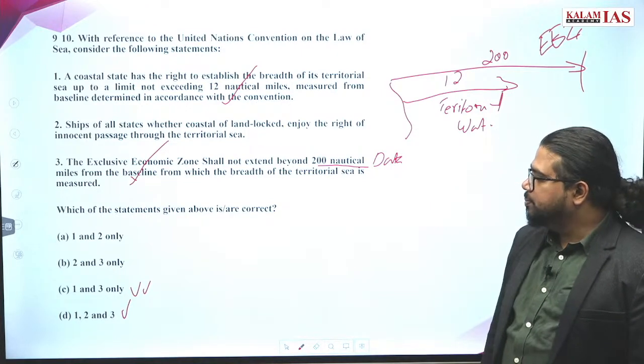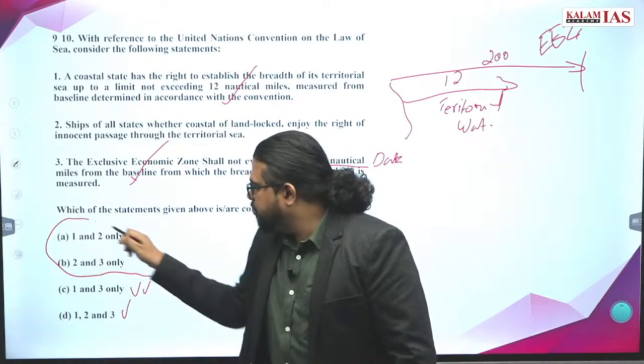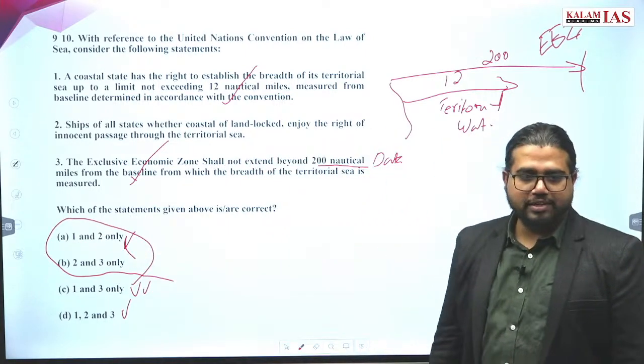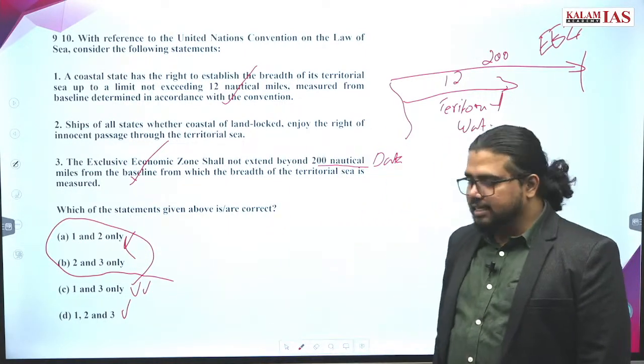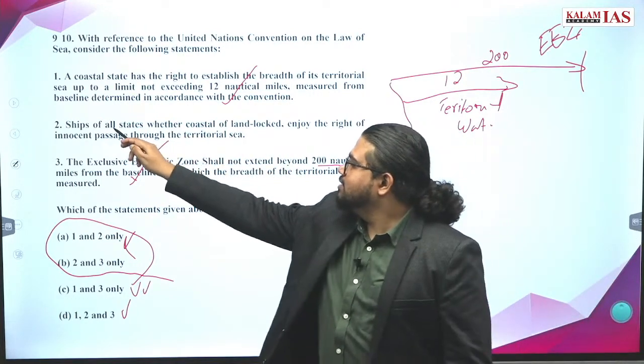1 and 3 should be correct. At least 2 options you can eliminate with confidence. Now the game is between C and D. For that you have to know about ships of all states.